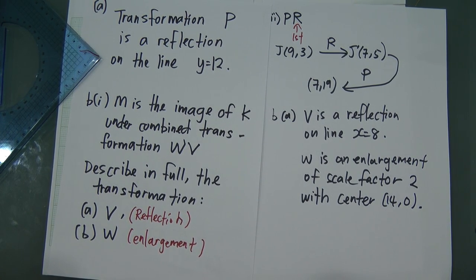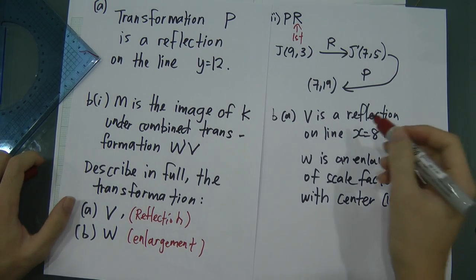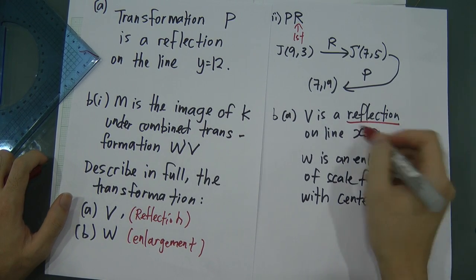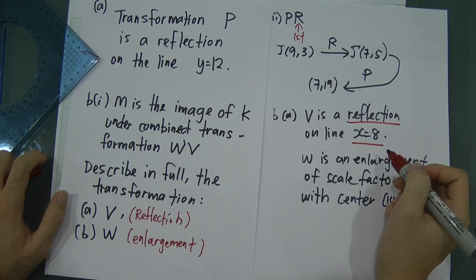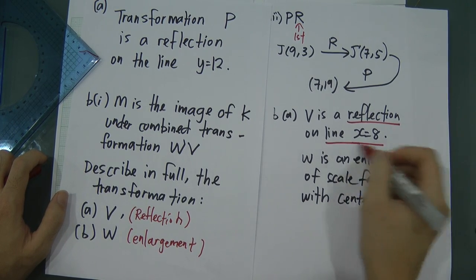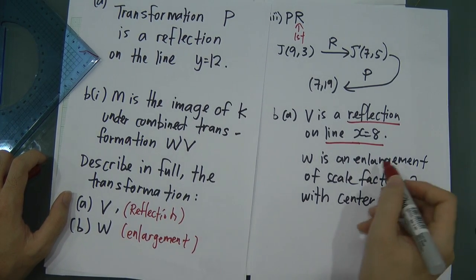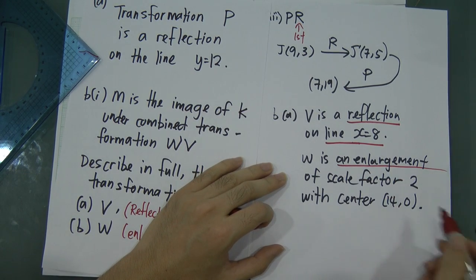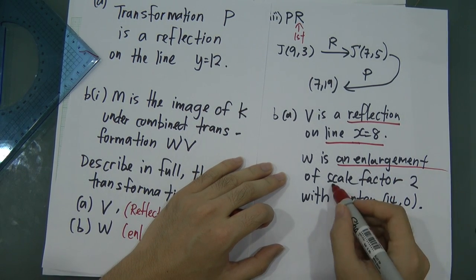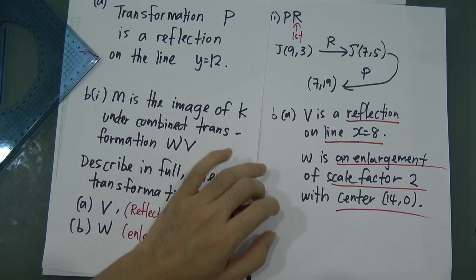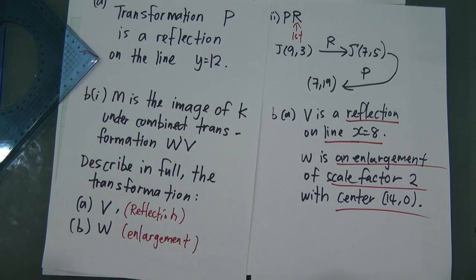After you get these 2, you have to write everything in a sentence. In order to get marks, you have to say reflection, and which line is the reflection line. For the enlargement, you have to mention it is an enlargement, what the scale factor is, and what the center point is. You need all this information to get the full mark.